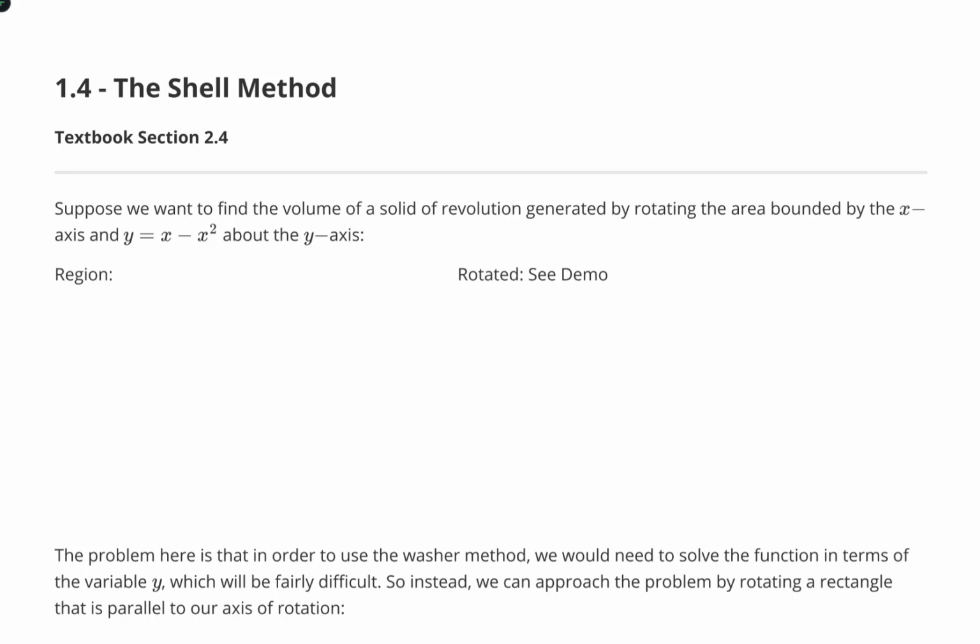In this next lesson, we're going to talk about what's known as the shell method. As an example, let's suppose we want to find the volume of a solid of revolution that's generated by rotating the area bounded by the x-axis and y equals x minus x squared about the y-axis.